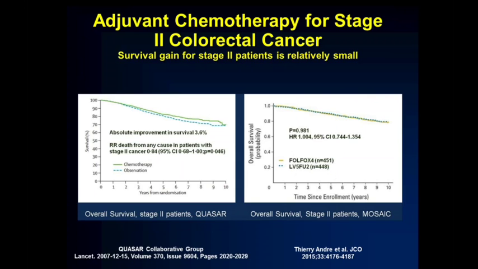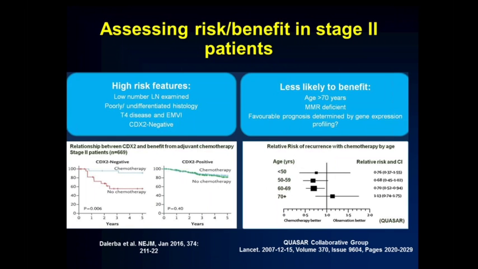The question is, there clearly is a subset of patients with stage 2 cancer that are going to derive benefit from chemotherapy, and there is a subset that will not derive any benefit from chemotherapy. So the question really is how do you separate out the risk of stage 2 patients, those that are going to derive benefit from chemotherapy and those that will not? So there are several high-risk features in stage 2 disease that tend to select out those patients that are more likely to respond or derive benefit from chemo.